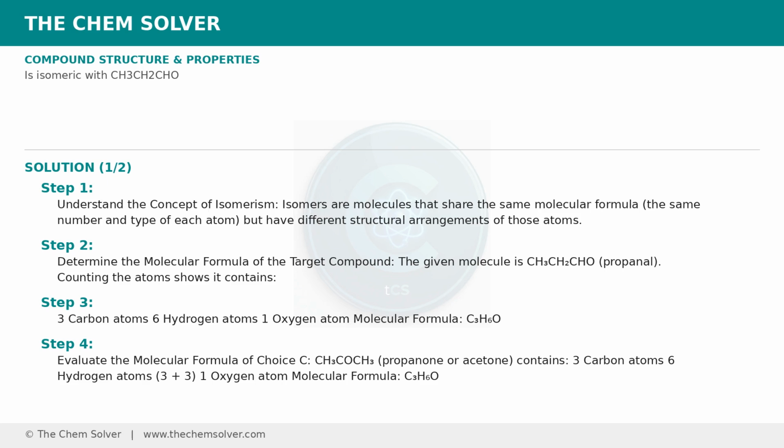Evaluate the molecular formula of choice C. CH3COCH3, propanone or acetone, contains 3 carbon atoms, 6 hydrogen atoms (3 plus 3), and 1 oxygen atom. Molecular formula: C3H6O.